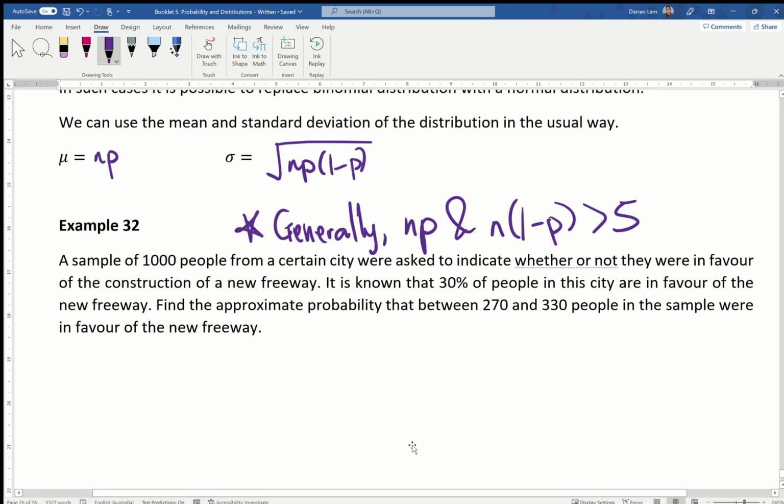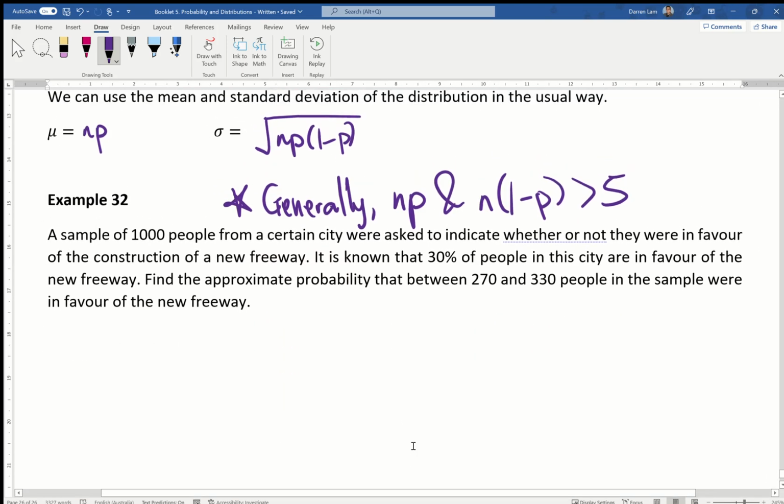Let's look at the example below. A sample of 1,000 people from a certain city were asked to indicate whether or not they were in favor of construction of a new freeway. It is known that 30% of people in the city are in favor of the new freeway. Quick, Zach, give me some information that's important here.